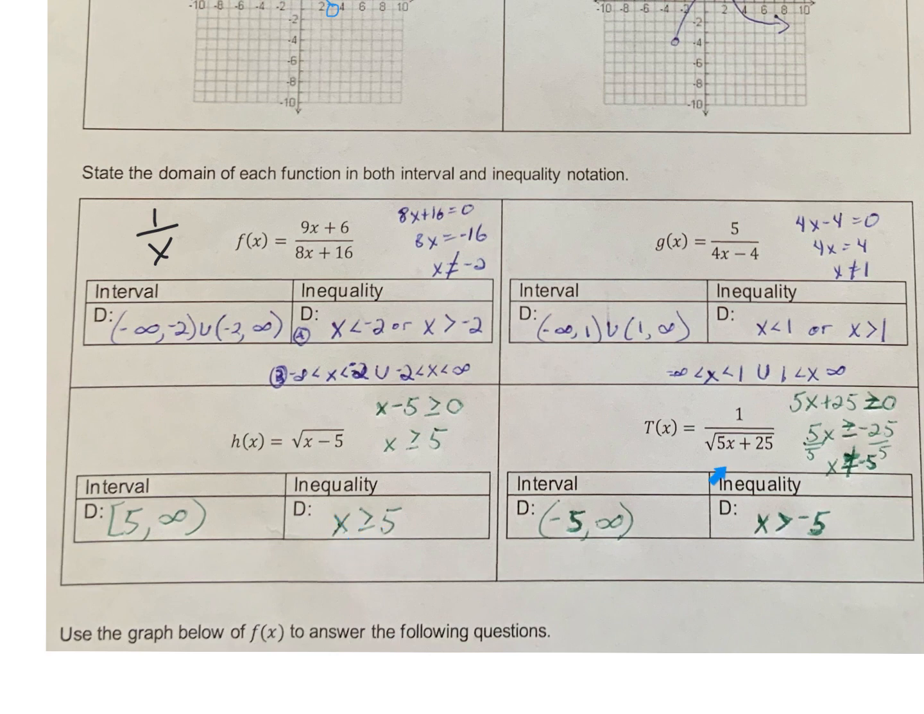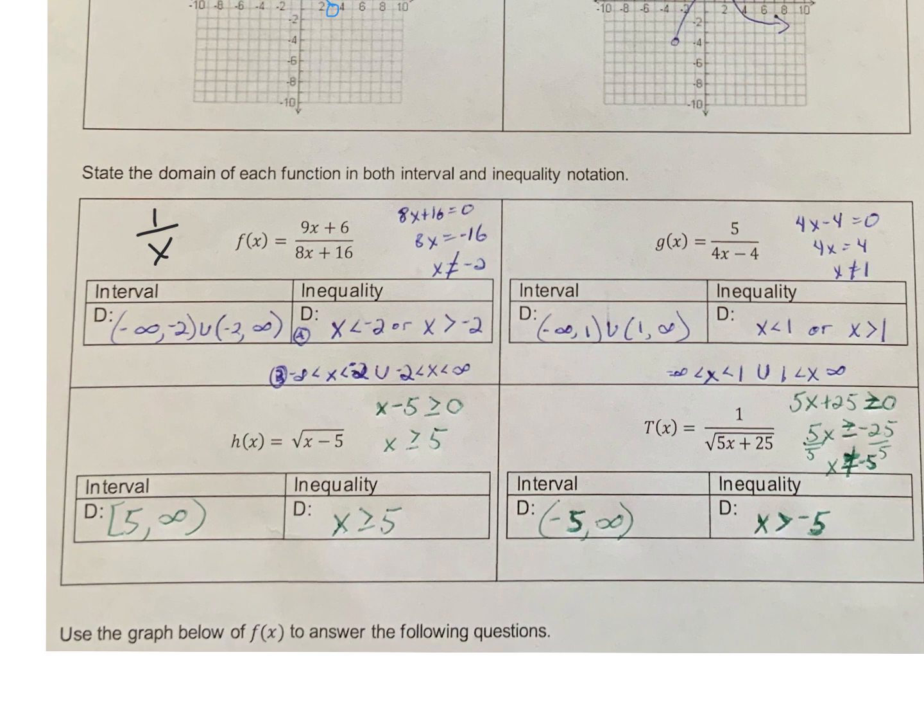Okay, this last one's a little bit tricky. It's kind of a combination. It's really a rational function. It's 1 over the square root of 5x plus 25. So because it's rational, though, I set the denominator equal to 0. I work out the equation, and I realize x cannot equal -5. So to write it in interval notation, since that has the square root, we can't use -5, but everything greater than that. So our interval notation is from -5 to positive infinity. Or in inequality notation, we could say x is greater than -5.